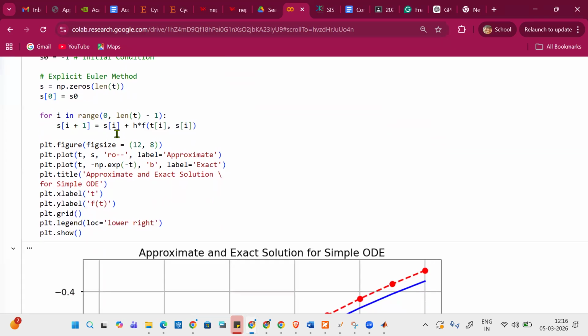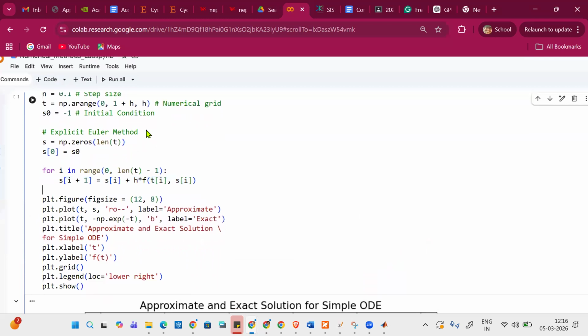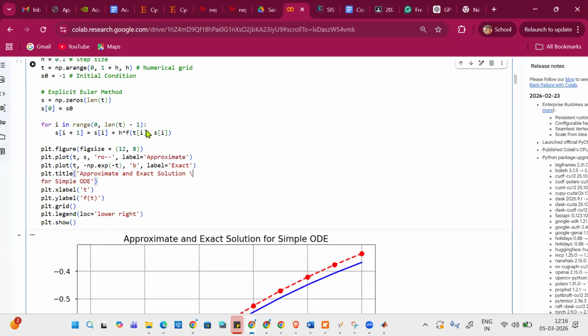So you see what I am doing, I am applying the Euler method here. S at i plus 1 is equal to Si, the past, plus h times f at ti comma si, the past values. That is the Euler method, and I am looping it in a for loop for all equispaced values of t, and I am storing that result in the array S. Then I am printing the solution. The exact solution is labeled as exact, and the exact solution is minus e to the power minus t. And this S is the approximate solution by the Euler method.